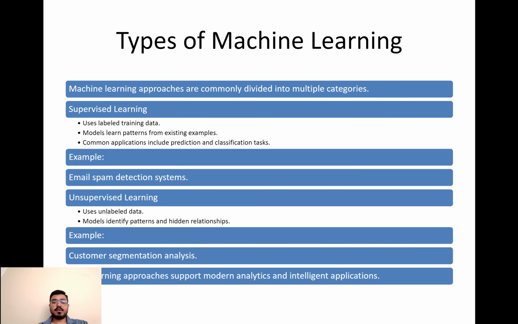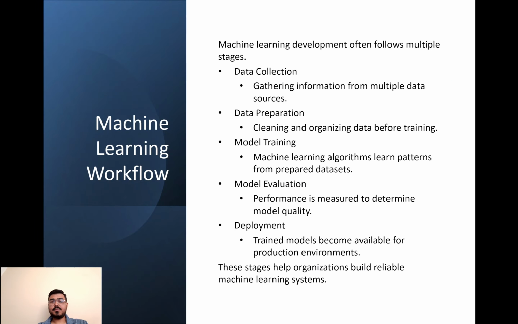The second category is unsupervised learning. So, unsupervised learning uses unlabeled information instead of predictions. Models identify hidden patterns and relationships. Customer segmentation is one example. Organizations use machine learning to group customers based on purchasing behavior. Both supervised and unsupervised learning help organizations build intelligent applications and analytics systems. Let's move to the next slide.